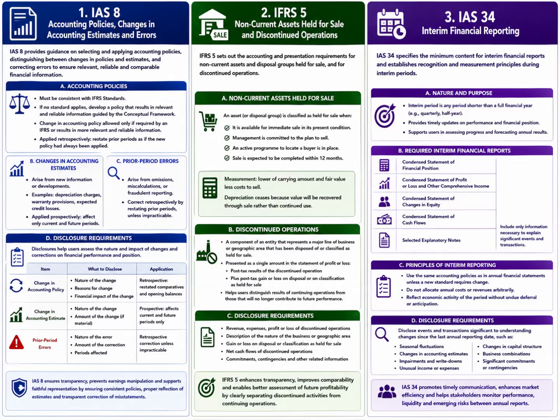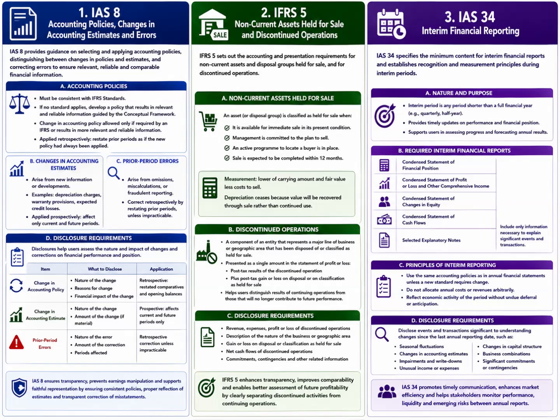IS 34 allows entities to omit certain details normally required in annual reports, provided the interim report includes all information necessary to explain significant events and transactions since the last reporting date. Measurement principles used in interim periods must be consistent with annual accounting policies, ensuring comparability and preventing artificial smoothing of results. The standard emphasizes that interim reporting should reflect the economic activity of the period without undue deferral or anticipation.